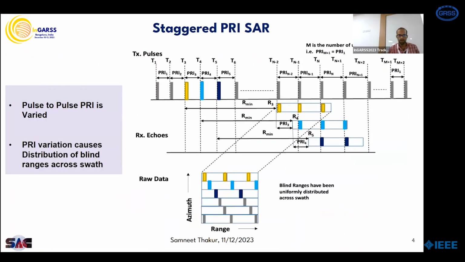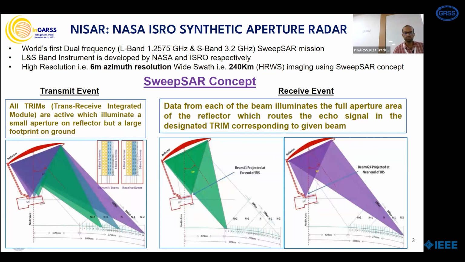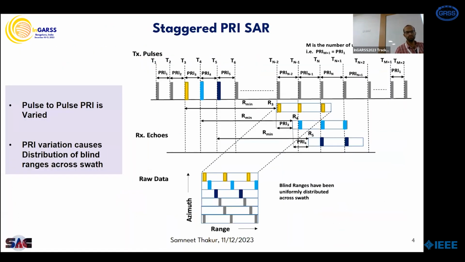In order to cover the 240 kilometer swath, we need a 1200 microsecond data window, and for NISAR, our PRI, that is the pulse repetition interval, depending upon modes, goes from 400 microseconds to 600 microseconds. So while you are receiving the data, this total data window is 1200 microseconds, and these PRI values are roughly in the order of 400 to 500 microseconds. So during the transmit event, we have to switch off the receive.